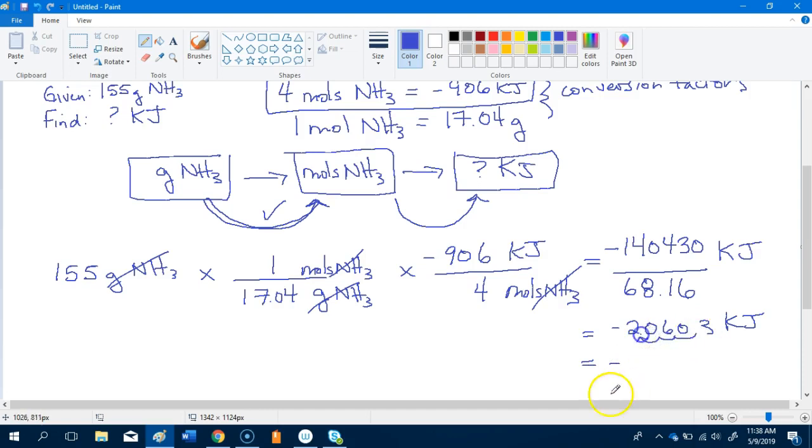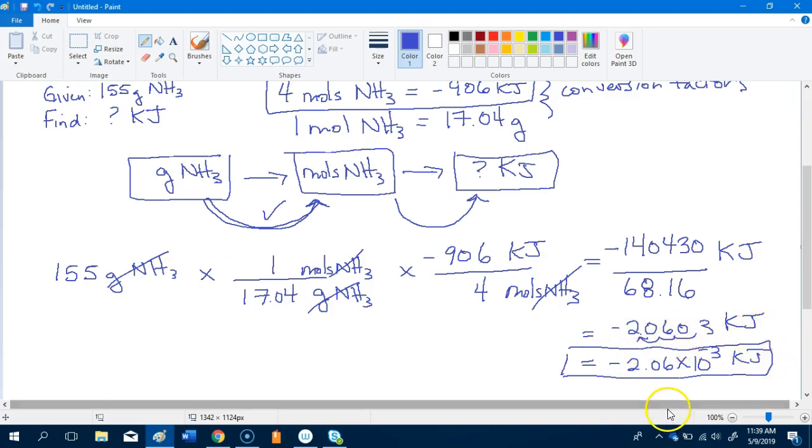And then lastly, to put that in proper scientific notation, I'm going to move my decimal back so that I can put my decimal right after that first number. So I have 2.06 times 10, and I move my decimal 3 moves to the left, kilojoules. And that's my final answer. And what that answer means is that if I'm given 155 grams of ammonia, that's going to create 2,060.3 kilojoules of energy, or negative 2.06 times 10 to the 3 kilojoules of energy.